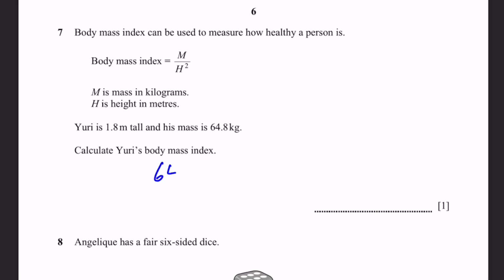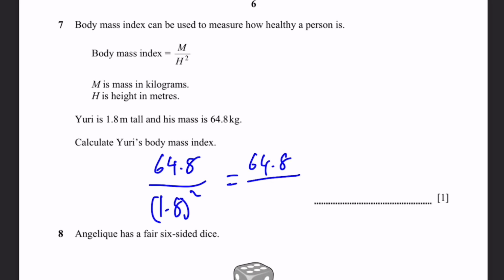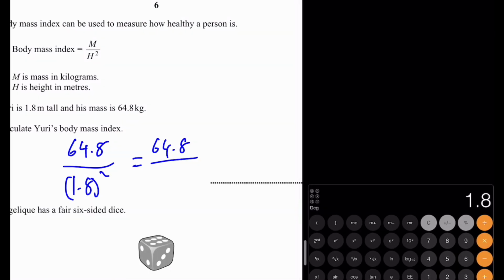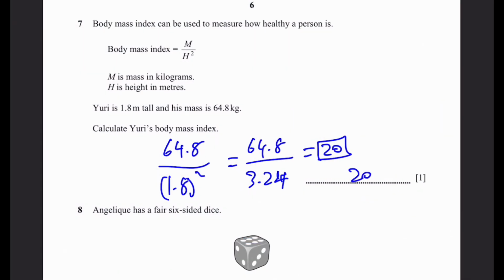So his mass is 64.8 and we divide by height in meters squared, so 1.8 squared. That'll be 64.8 divided by, let's get our calculator out. So we have 1.8 squared, 3.24. Now we just do 64.8 divided by that, 3.24, we get 20. That's the answer. Let's go to question 8.